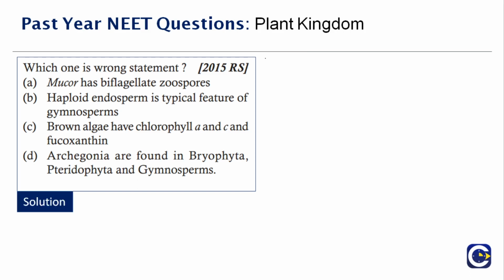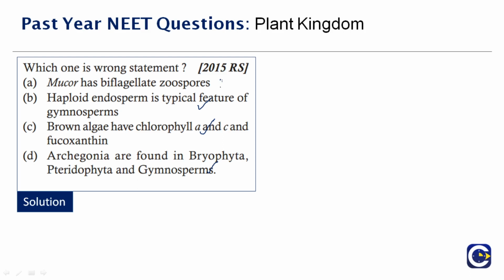Let's go option by option. Mucor has biflagellate zoospores. Let's go to the next option. Haploid endosperm is a typical feature of gymnosperms. This is a right option. Brown algae has chlorophyll a and c. Yes, brown algae has chlorophyll a and c. Archegonia are found in Bryophyta, Pteridophyta and gymnosperms. This is also right. So we are confused with Mucor.